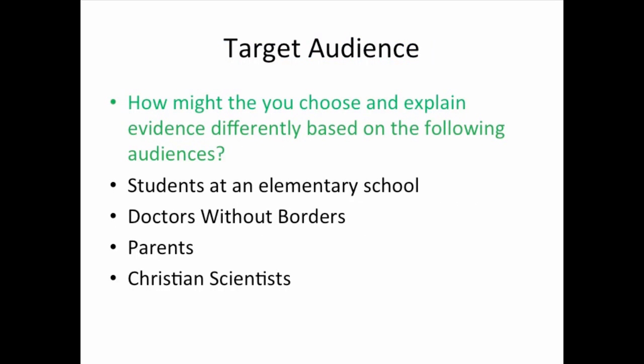So now, Dan, you're just one step ahead of me here. So now taking that information, how might you choose and explain evidence differently based on the following audiences? So given that topic of vaccinations, if we were talking to students at an elementary school, what would we need to do with our evidence? Like right away, what's the first thing we know we would need to do, spend a lot of time on? Background information. Background information, definitions, getting them to understand it, right?